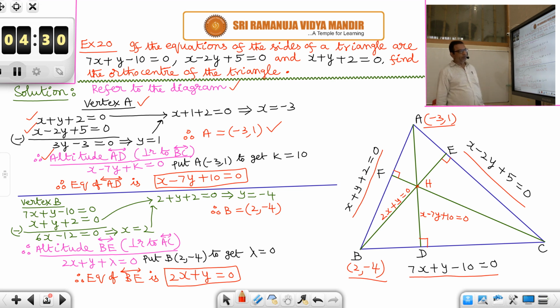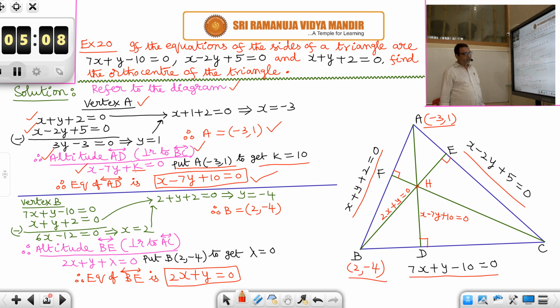But altitude AD is perpendicular to the side BC. BC is 7x plus y minus 10. So the perpendicular line will be in the form x minus 7y plus k equal to 0. But how do you find the value of k? It is passing through A, minus 3 comma 1. So put A, minus 3 comma 1, in this equation to get the value of k is equal to 10. So put k is equal to 10 here. So the equation of the altitude is x minus 7y plus 10 equal to 0, the equation of the altitude AD.